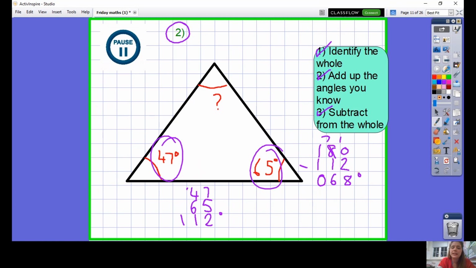So my missing angle was 68 degrees. Well done if you said 68 degrees, and don't forget to put your degrees sign. If you've written down both of your calculations and you got that question wrong, please work out if you got your addition step wrong or your subtraction step wrong, because it's important to know what you're finding tricky before moving on.